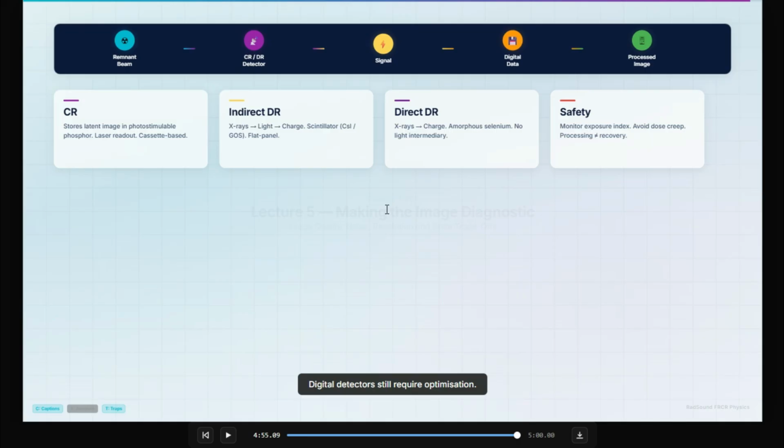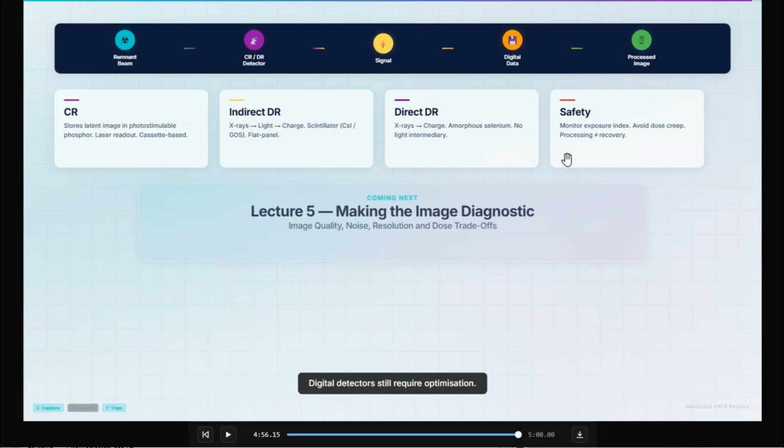So this marks the end of this lecture, and the next one is going to be about making the image diagnostic, because of the factors affecting the quality of the image that we have already formed via the detector. So we will talk about contrast, resolution, noise, and sharpness, as well as distortion and artifacts.